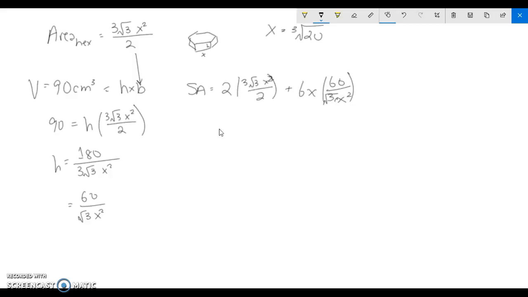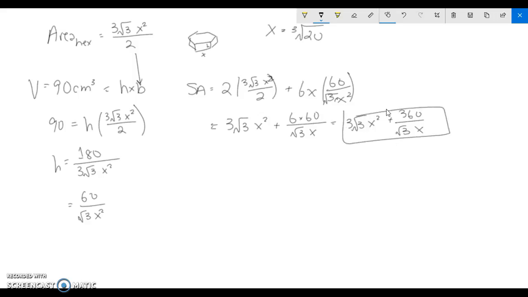These are hexagons. So we know that our surface area was 3 root 3 x squared, and plus 6 times, let's get rid of the x first. We have 1 x, x over x squared is 1 over x. Then 6 times 60 over root 3 x, which equals 3 root 3 x squared plus 360 over root 3 x. This is our surface area.